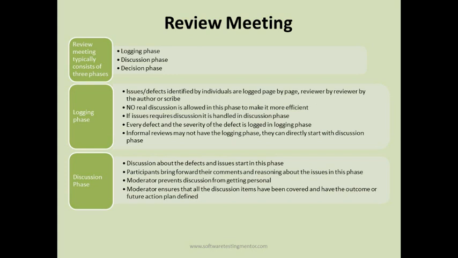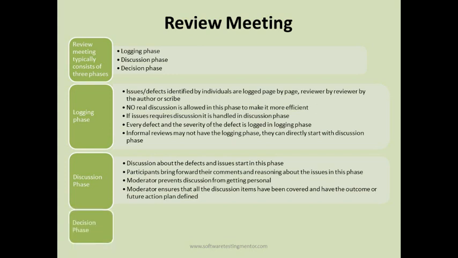The role and responsibility of the moderator is to prevent discussions from getting personal, because discussion should never get personal in the review meeting. The moderator also ensures that all the discussion items that have been noted down are covered and have some sort of outcome. And if there is no outcome, he also notes it down and ensures a future action plan is defined for those incomplete items.